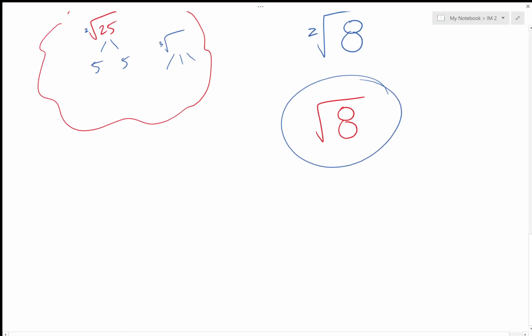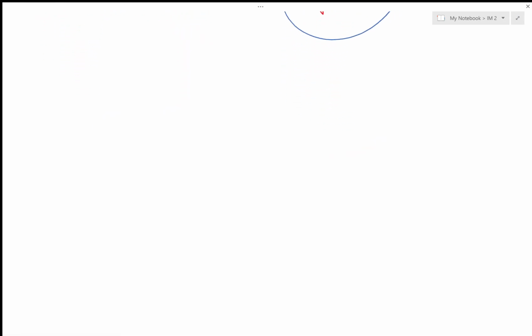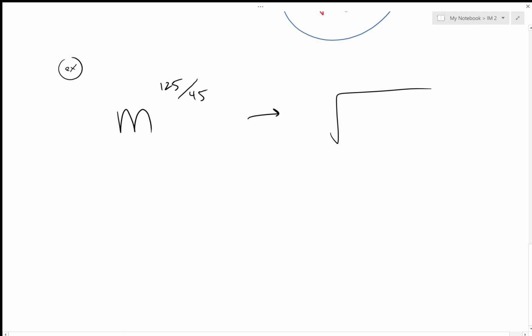Let's try some more. All right, so just real quick, it really doesn't matter whether your base is a letter or a number. We can rewrite this into radical form. This time the base is a letter. Let's put that base number or letter inside. The number that stays where it is the 125, and the number that floats to the front is the bottom, the 45.